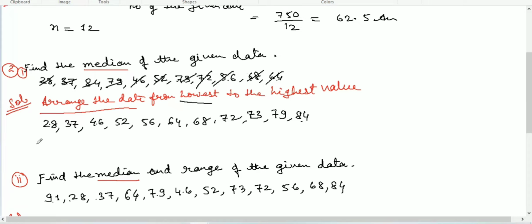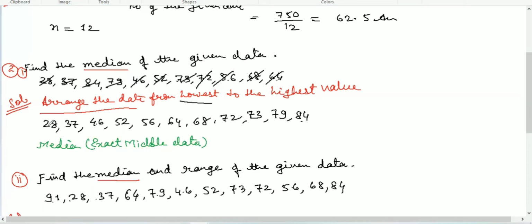Now we have to find the median here. So how to find the median here? Median means the middle data, exact middle data. Exact middle data is the median.